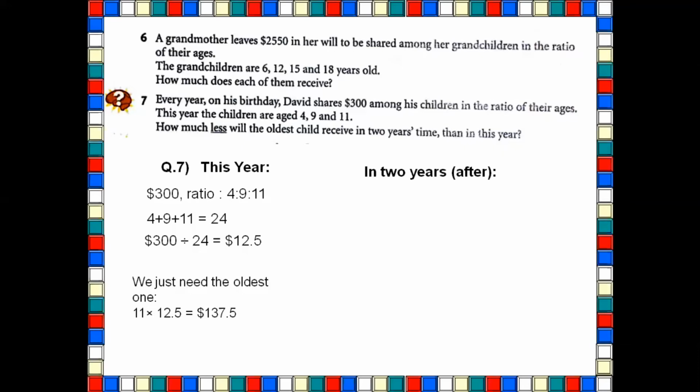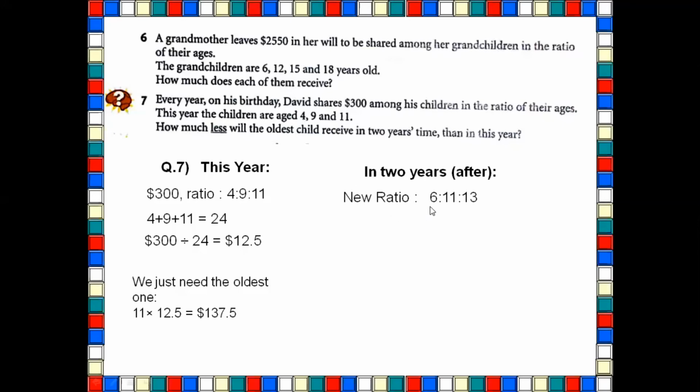Yani he was 11 years old. After 2 years, he will be 13 years old. So we're going to have first new ratios. Look, all the kids now have new ages. The one who's 4 years, now 6 years.